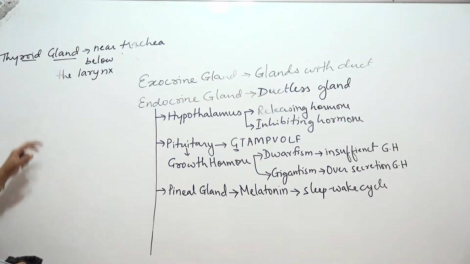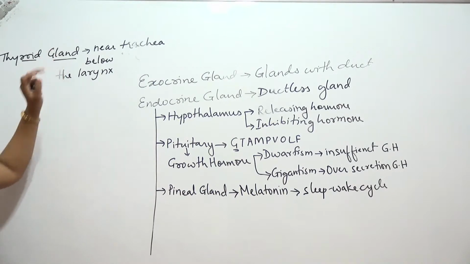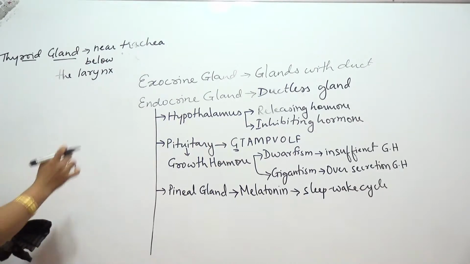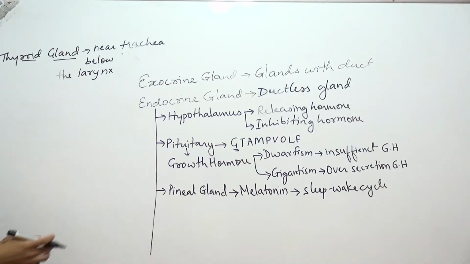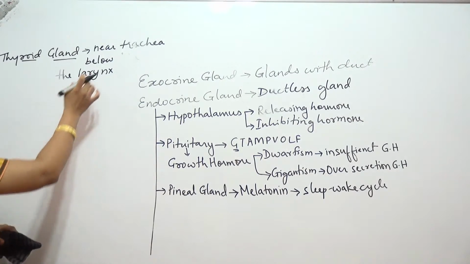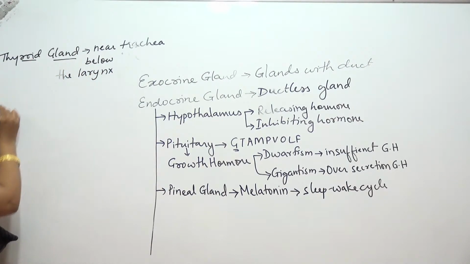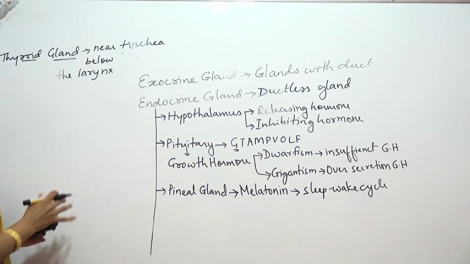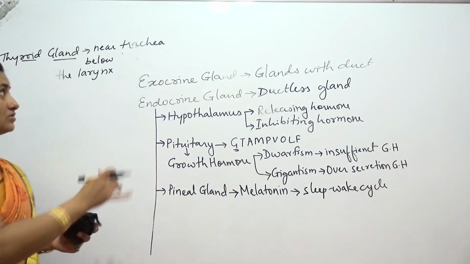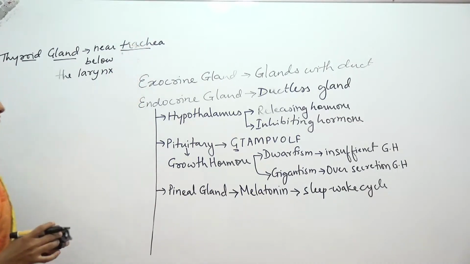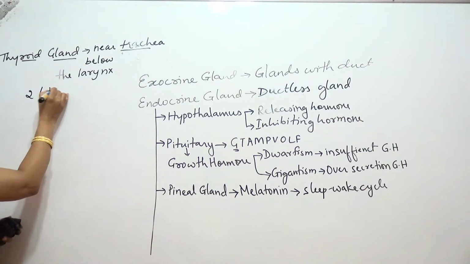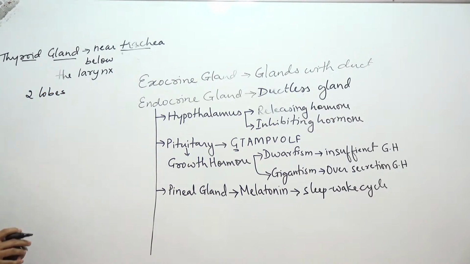Okay. Thyroid gland: the location of the thyroid gland is near the trachea, below the larynx, the sound box, the vocal cord, which is called the larynx. This thyroid gland is shaped like a butterfly, present near the trachea, and it has two lobes. The thyroid consists of two lobes.